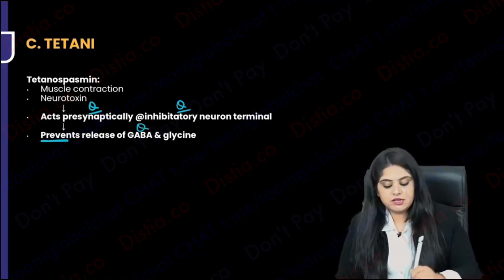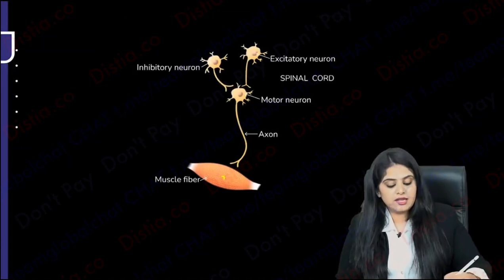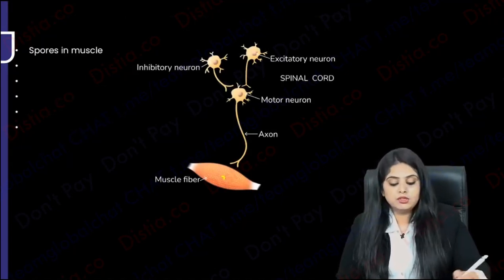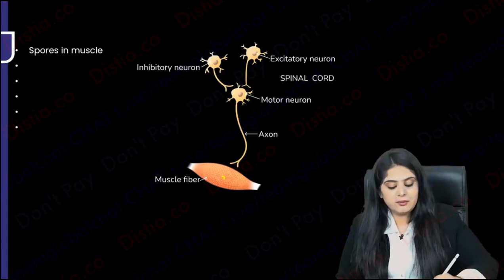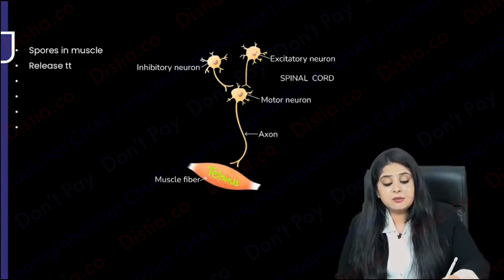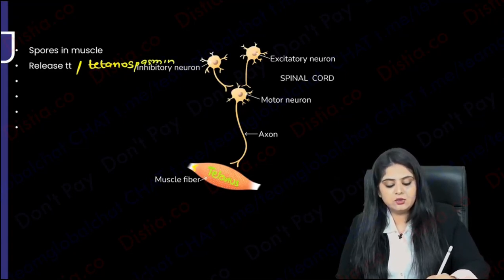So, okay. Now, first let me show you this particular diagram. What has happened over here? Where have the spores gone? The spores have gone into the muscle. So this is our tetanus, which has gone into the muscle after some kind of injury. After that, what is it going to release? TT. TT means what? Tetanolysin, tetanospasmin. What is the worrisome thing for me? It is going to be tetanospasmin, of course. So it has released TT, that is tetanospasmin.